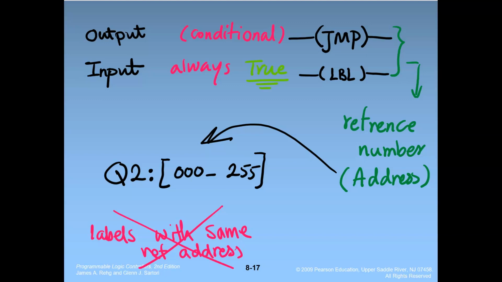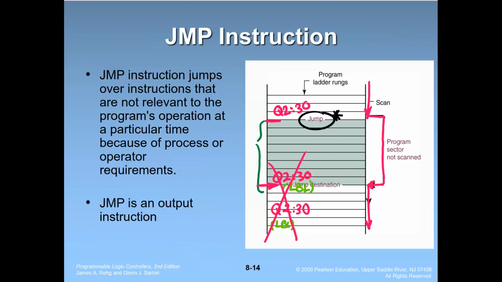So the label cannot have the same reference address, but jumps are allowed to have the same reference number. So let's go back to the program and see what happens if we have more than one jump with the same reference number. This time, let's assume that I have another jump instruction somewhere here, for example, with an address of Q2:30.